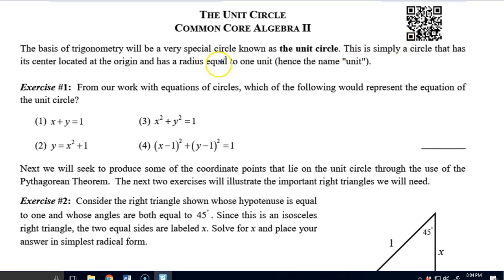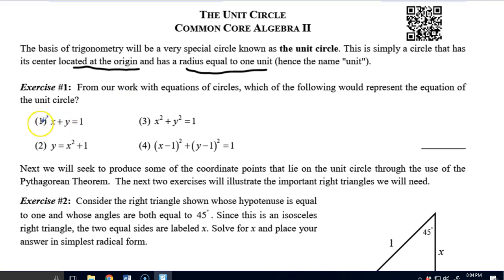And this unit circle is basically a circle with a radius of 1, and its center is at the origin. That's why we call it a unit circle, because it has a radius of 1. So which of the following could be that? Why don't you look this over and play the recording when you have your answer?